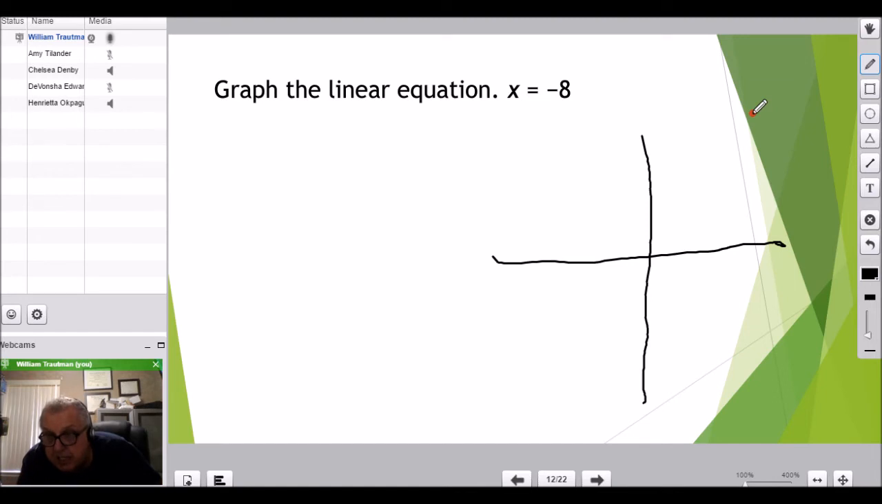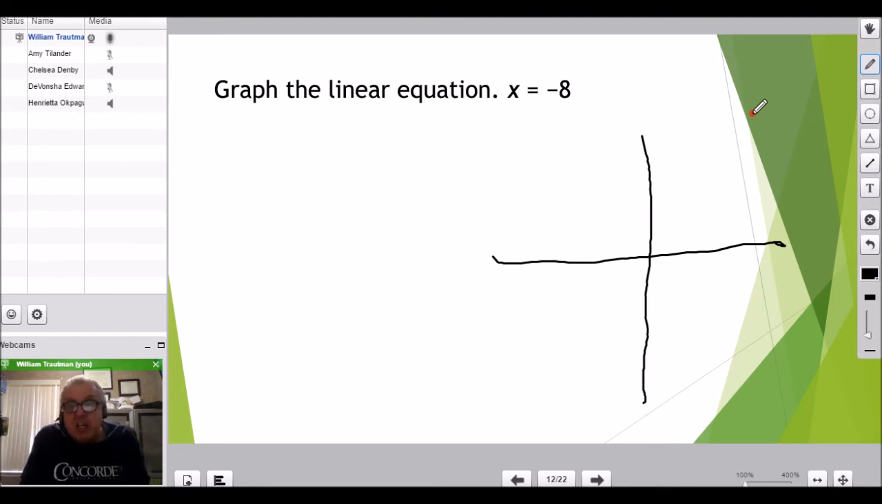It's not a dot. Be careful, Devonshay. Is it Devonshay or Devonsha? Devonsha. I'm so bad with names. Say your name one time. Devonsha. Devonshay. Okay. I think that's what I said first.